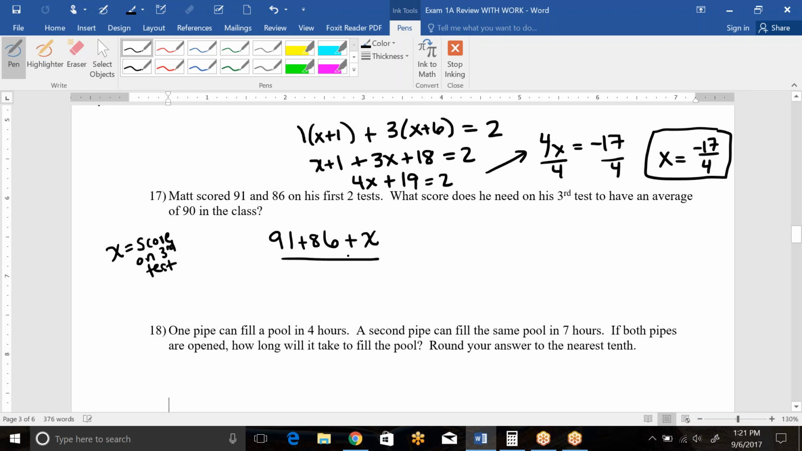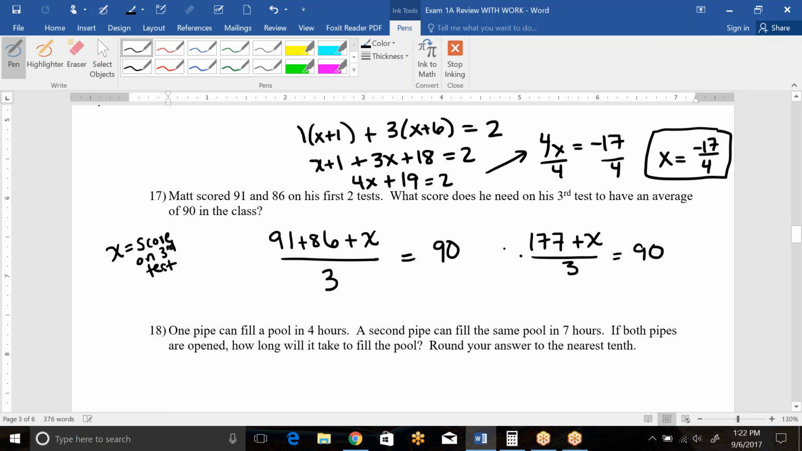And we divide by how many tests, and they have to be equal weighted tests. So these are all 100-point tests. So since there's 100 points for each test, we're dividing by 3 equally weighted tests. And then we want that average to be 90. So the first thing I would do is probably clean up the top a little bit. 91 plus 86 would be 177 plus x divided by 3 equals 90.